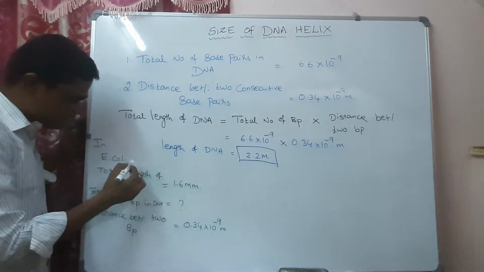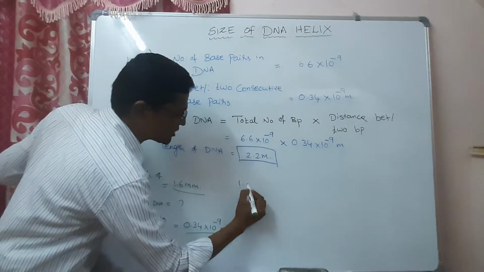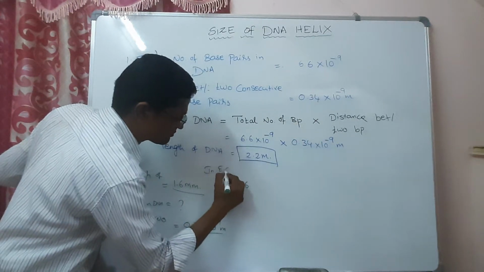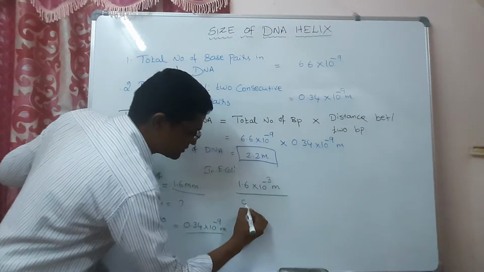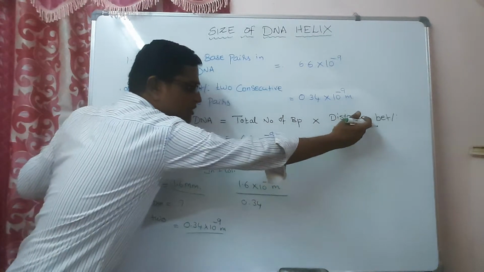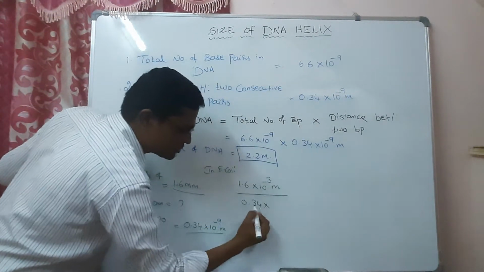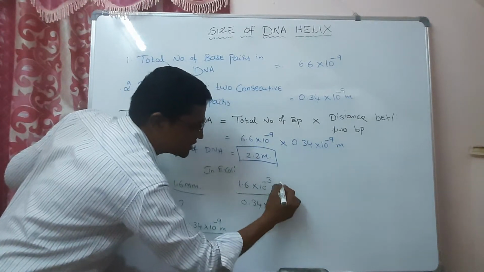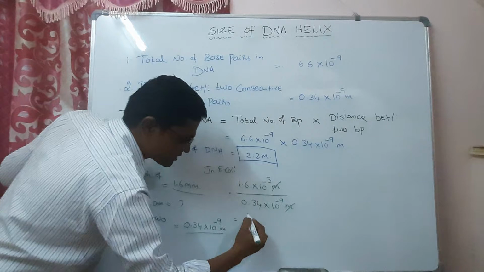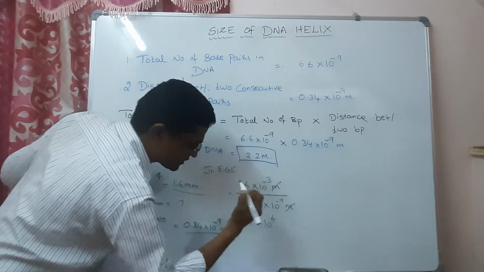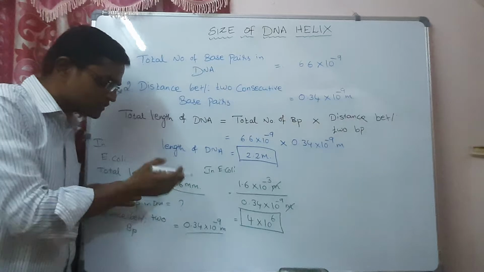Now let us apply these values to this formula. You know the total length of DNA is 1.6 millimeter in E. coli. So 1.6 into 10 to the power of minus 3 meter by 0.34. Just shift the distance between two consecutive base pairs to the left hand side. So here 0.34 into 10 to the power of minus 9 meter. Here meter cancels. Minus 9 goes to plus 9. When you divide this, you get 4 into 10 to the power of 6. So the total number of base pairs in E. coli is 4 into 10 to the power of 6.